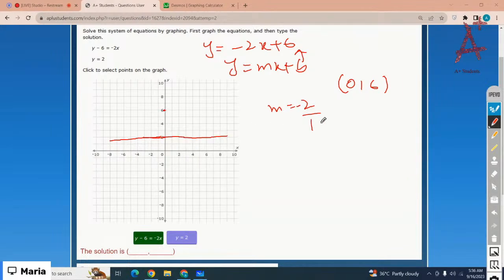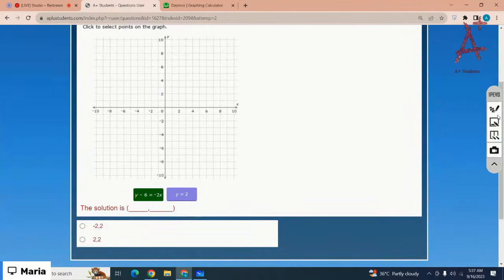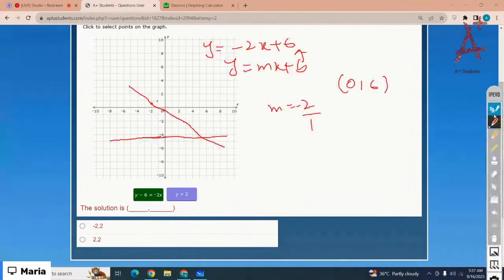And the slope is negative 2 over 1, right? That means you have to move left 2 and up 1. So just join these equations and let's see. Let me see the solution of the equations. But I have moved the graph.